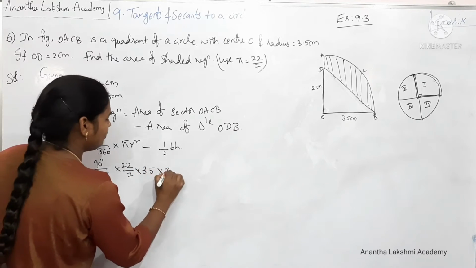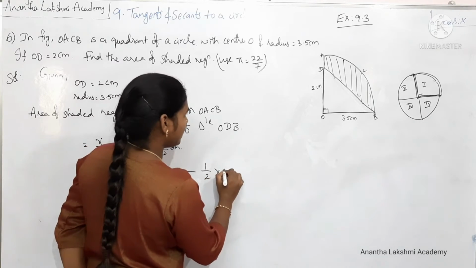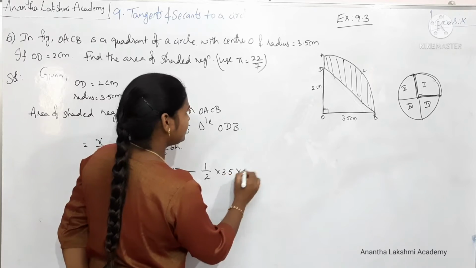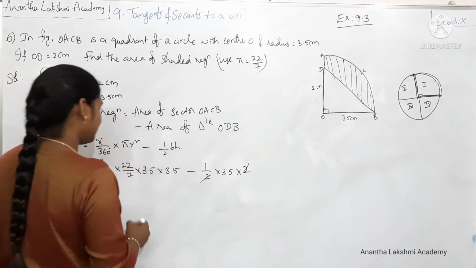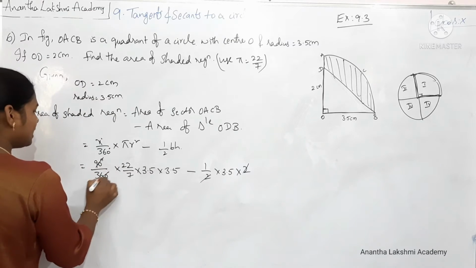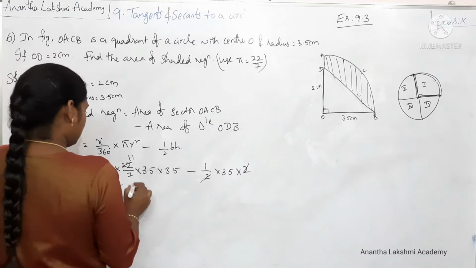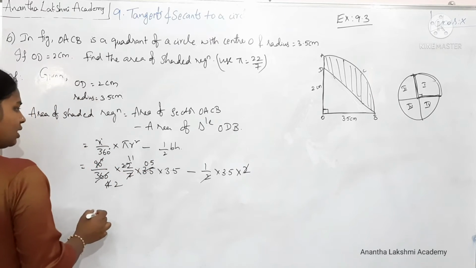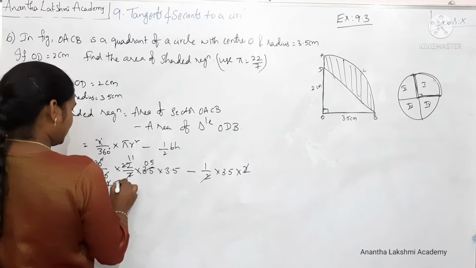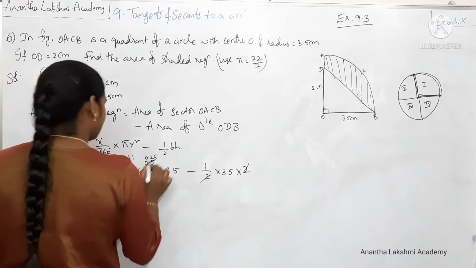Radius 3.5 into 3.5 minus half into the base of the triangle, which is 3.5 centimeters, whereas the height is only 2 centimeters. So 2 gets cancelled here. 9 ones are 9, 4 twos are 8, 2 elevens are 22, 7 fives are 35, 7.5. Even if you want to take this out, this is like 0.25 times 5.